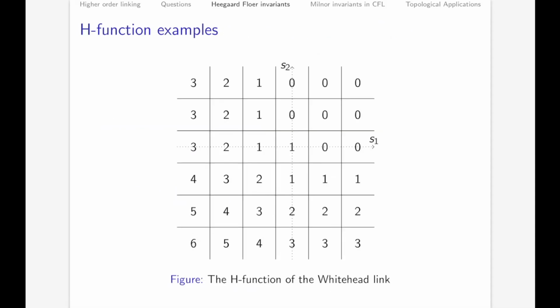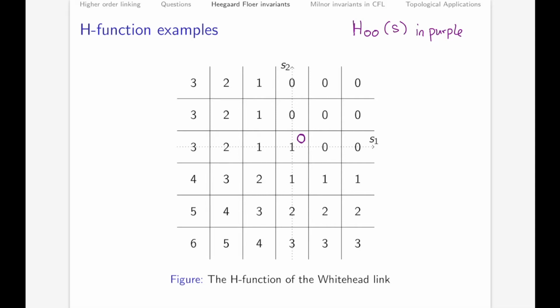Let's take a look at a quick H function example. What I have written out here is the H function of the Whitehead link. It's a bit mysterious where this comes from, but let's just take at face value that this is what the H function of the Whitehead link looks like. As it turns out, the H function for the unlink is going to look like the H function of the Whitehead link everywhere except at lattice point (0,0). So this is going to be in purple. Here I would have a 0, but everywhere else it would look just like the H function for the Whitehead link.